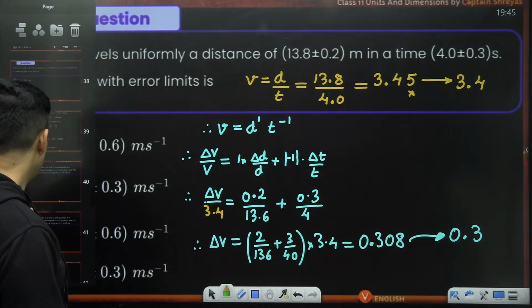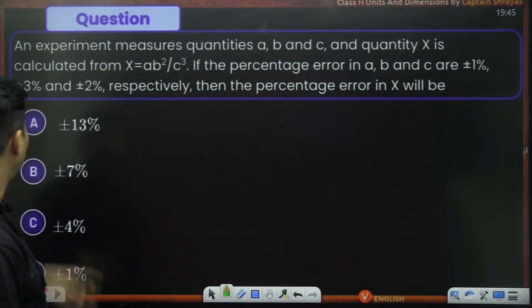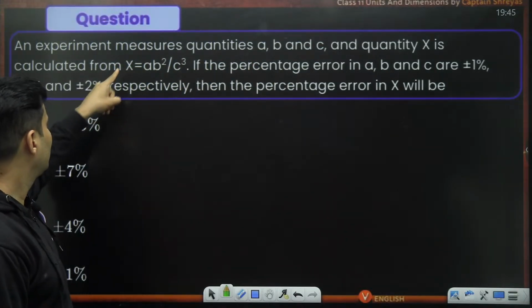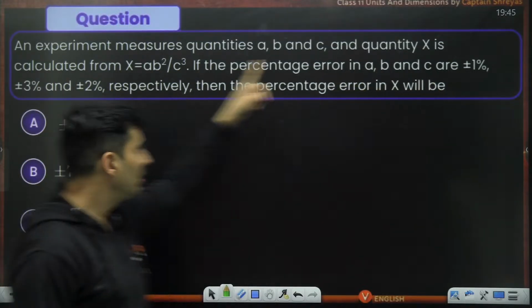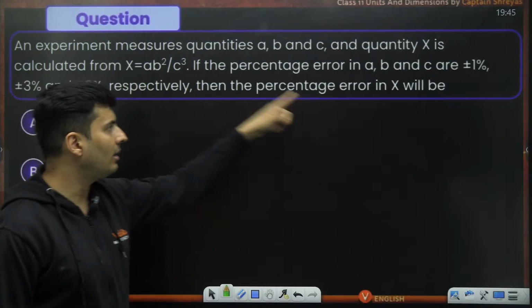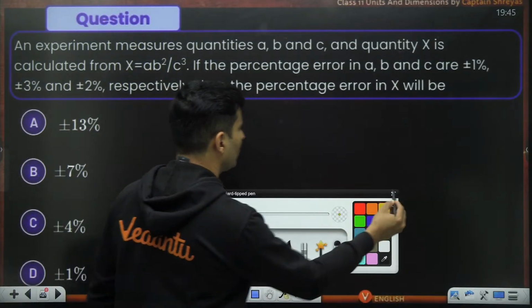Great. Moving on to one more question coming up on your screen. Here it is. In an experiment, A, B, C quantities are measured and A, B, C have percentage errors of 1%, 3% and 2%. How much percentage error is there in the quantity X? This is a very straightforward question.